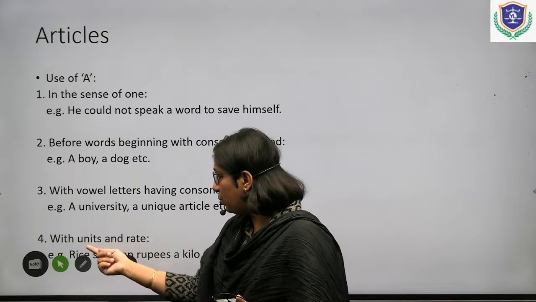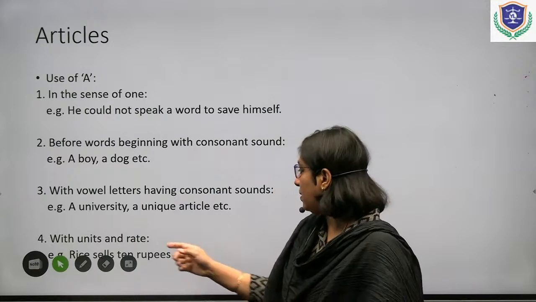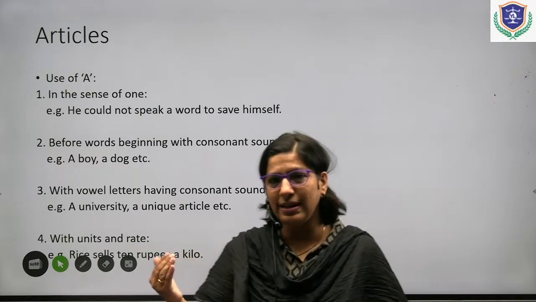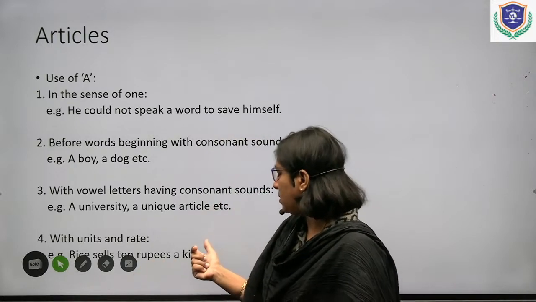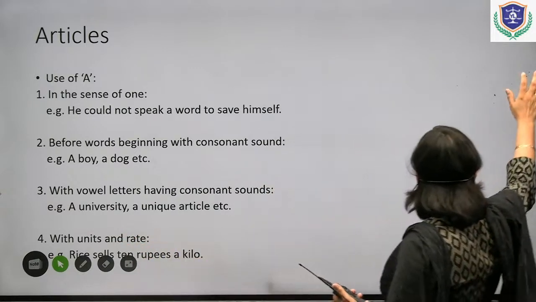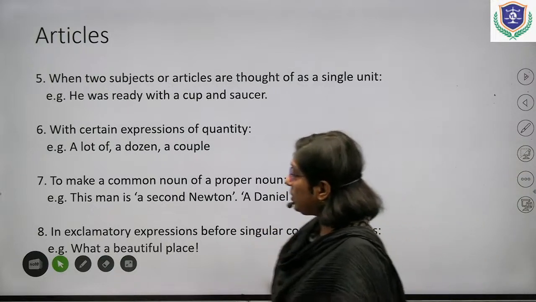Now with units and rates, what you are using is like rice sells 10 rupees a kilo. So rice sells 10 rupees per kg, rice sells 10 rupees a kilo, so here with units and rates also we are using a. So remember that.